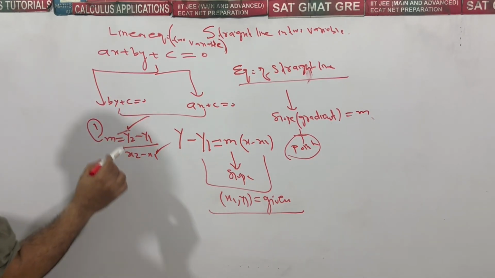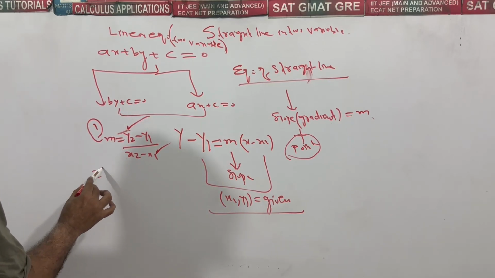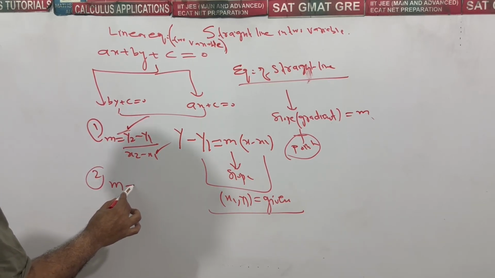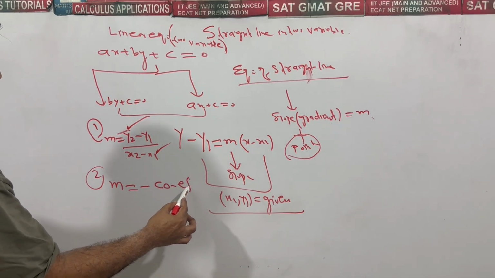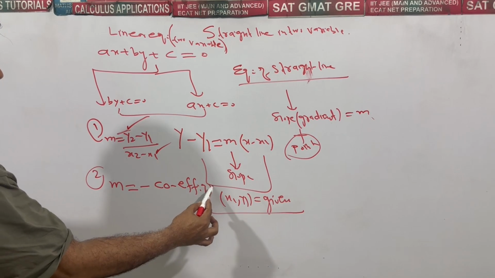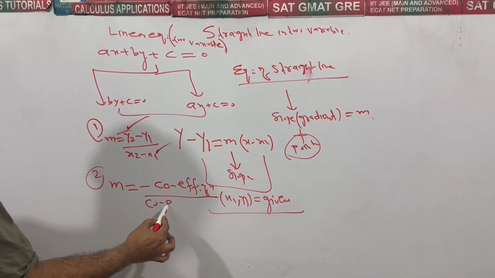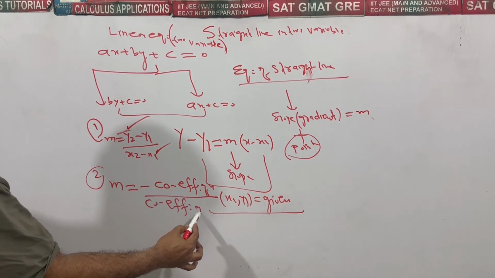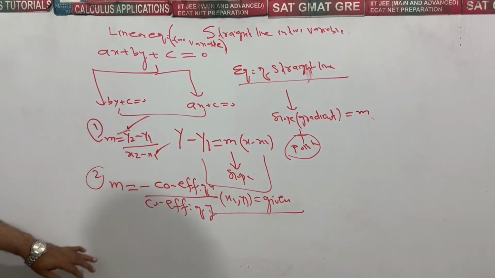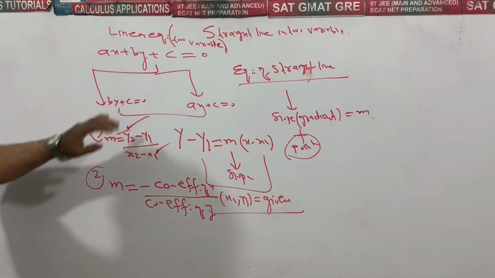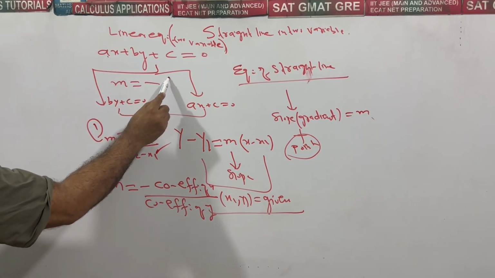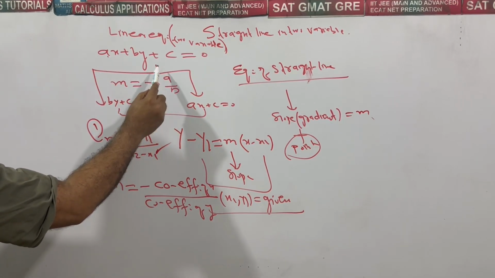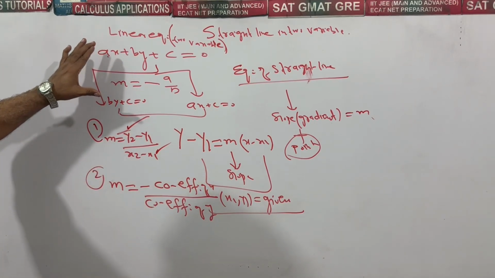Or from the line itself, we can write the slope. The second possibility, from the line itself, is negative the coefficient of x divided by the coefficient of y. Here we can easily find the slope. With coefficient of x being a and coefficient of y being b, minus a over b is the slope in that case.